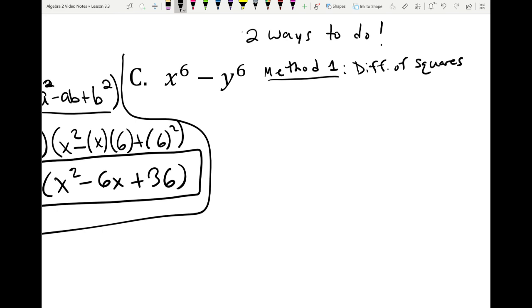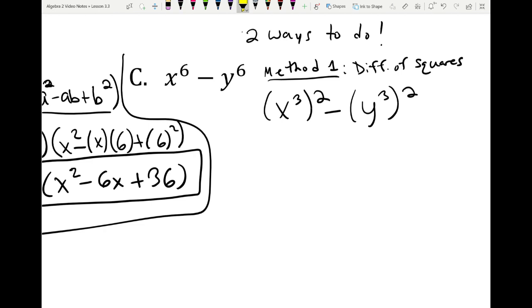Okay, so you can think of x to the 6 as a perfect square. So if I take 6 and I divide it by 2, I get 3, right? So I can think of this as x to the 3rd squared. So that is a perfect square now, right? Because the second power is on the outside. 3 times 2 is 6, so that's how I get back to the original. Minus y cubed squared.